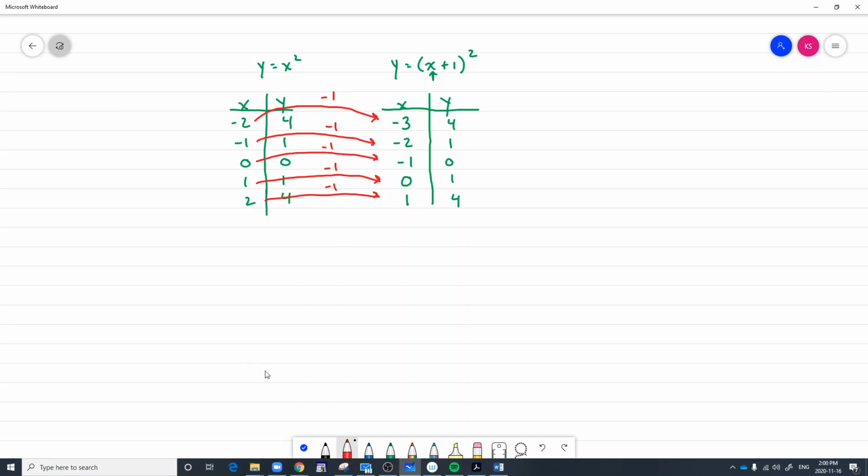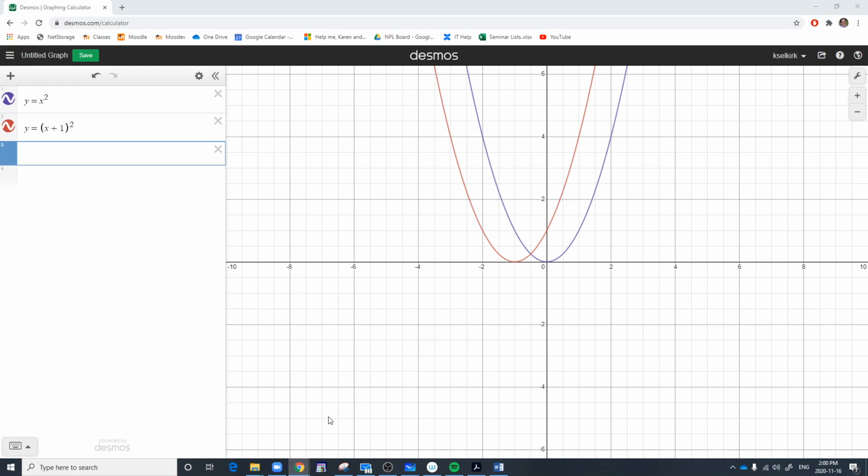So if we go back to Desmos, what do you think is going to happen if I do the graph of y equals (x minus 2) all squared?